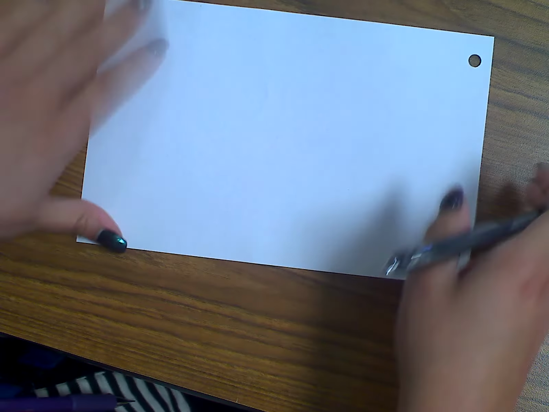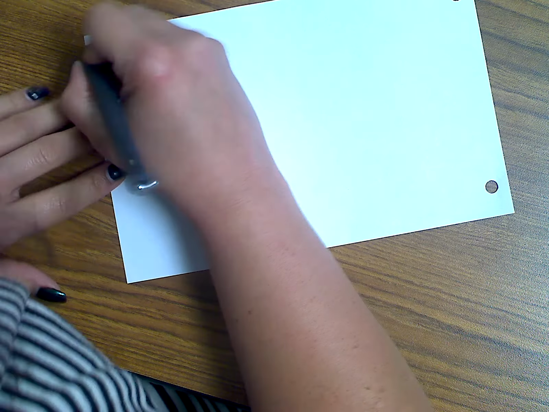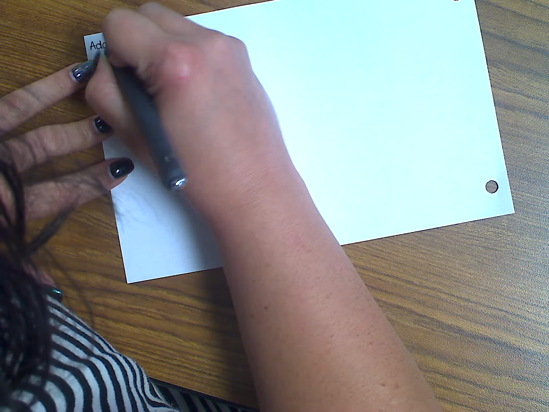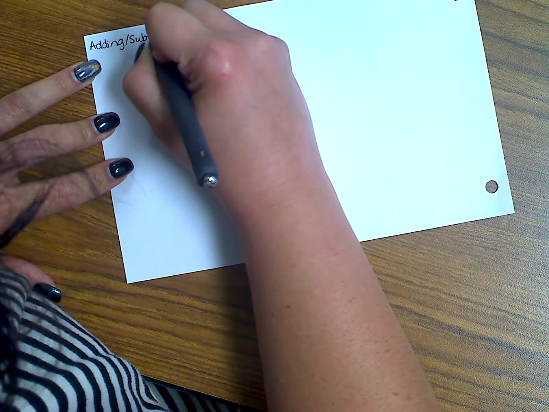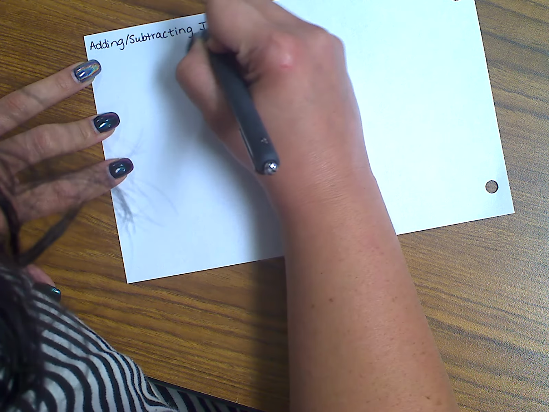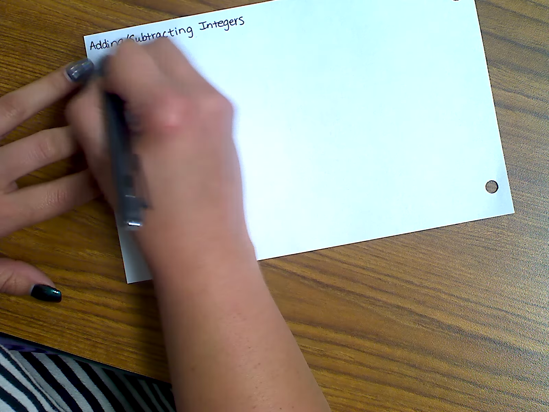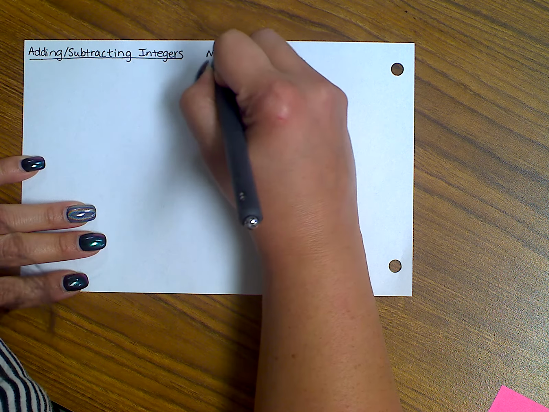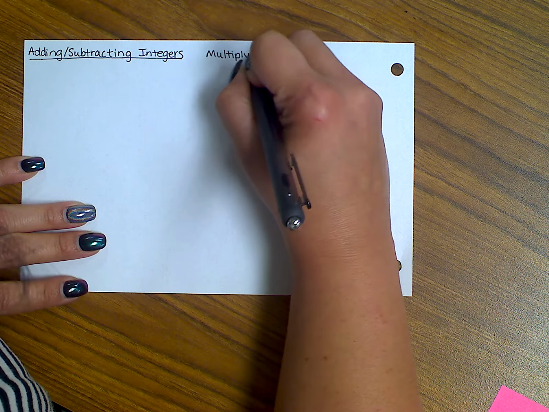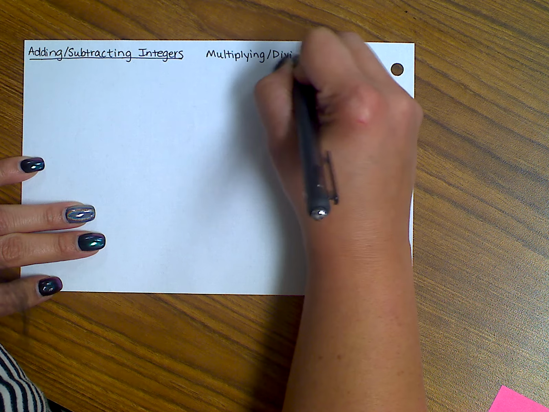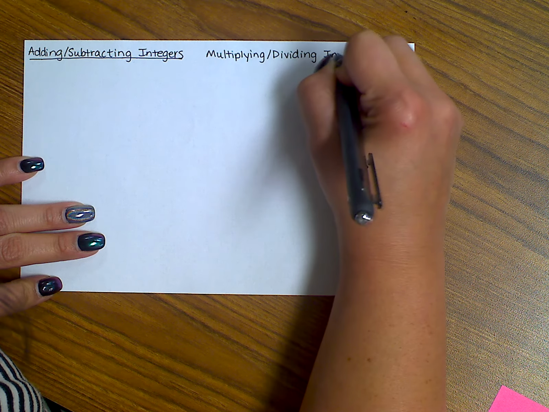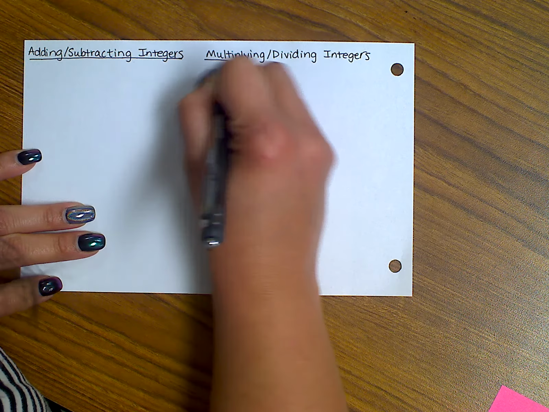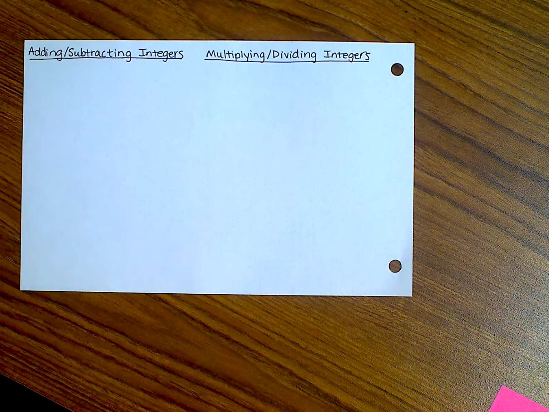So I asked you guys to draw a line down the middle, just so that we can have pretty much equal spacing here, and say over here, adding and subtracting integers, and on the other side, multiplying, dividing integers. Okay, so let's go ahead and start off with the easy side.